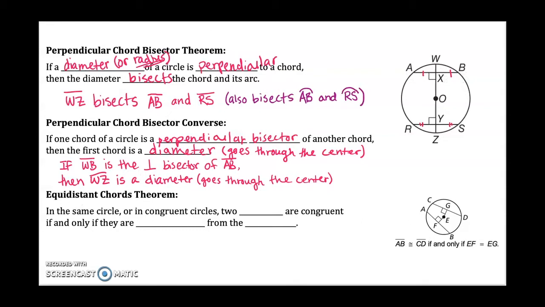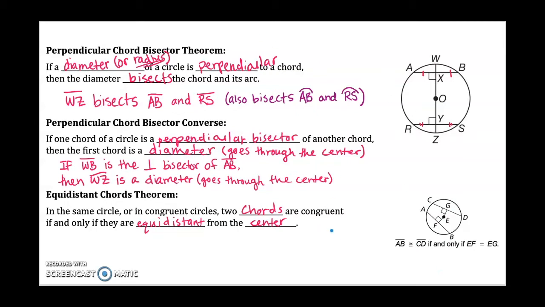Alright, and then the last one of these theorems here. So in the same circle, or in congruent circles, two chords are congruent if and only if they are equidistant from the center. So it says here, AB is congruent to CD, these chords, if and only if EF is congruent to FG. And remember, again, if and only if means it works both ways. So if we know that these are the same distance from the center, we know the chords are congruent. Or if we know the chords are congruent, we know they're the same distance from the center.